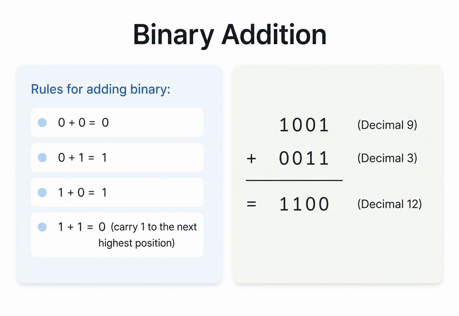Adding binary numbers follows simple rules. 0 plus 0 is 0, 1 plus 0 is 1. The only trick is 1 plus 1. In decimal, that's 2, but in binary, there is no 2 symbol. So 1 plus 1 is 0. Carry the 1 to the next column, just like you would carry a 10 in standard addition.